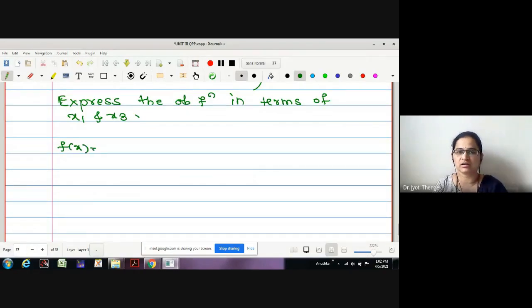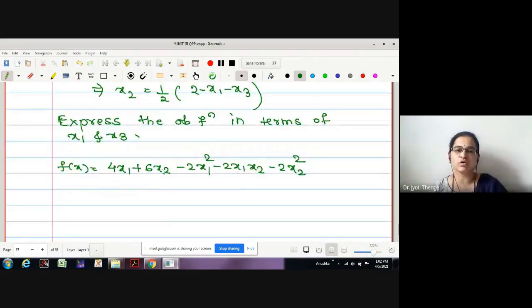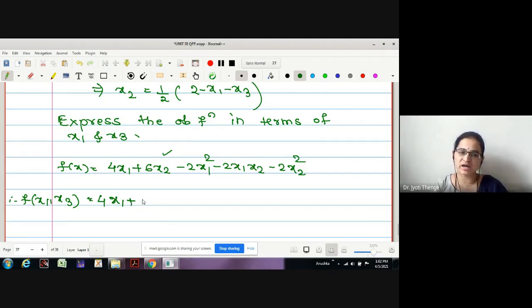What is the objective function? Let me write it again. The original objective function I will write: 4x1 plus 6x2 minus 2x1 square minus 2x1x2 minus 2x2 square. Now we want to express it in terms of x1 and x3. So for which variable do we want to replace? x2 we want to replace. So the objective function is now in terms of x1 and x3: 4x1 as it is, 6x2 I have to substitute, x2 is half, therefore this is 3 times 2 minus x1 minus x3.